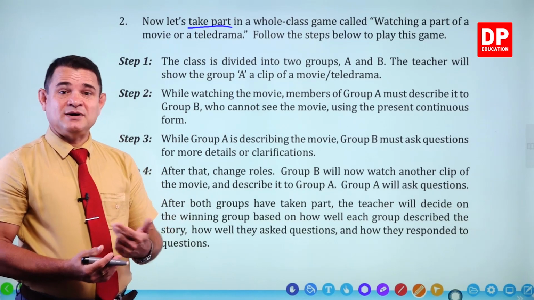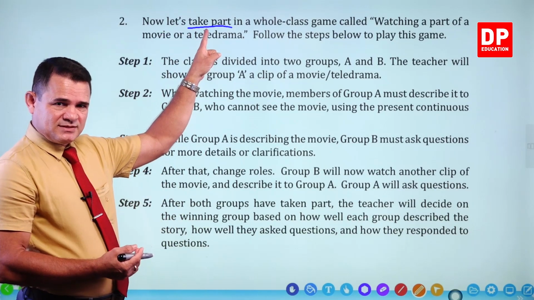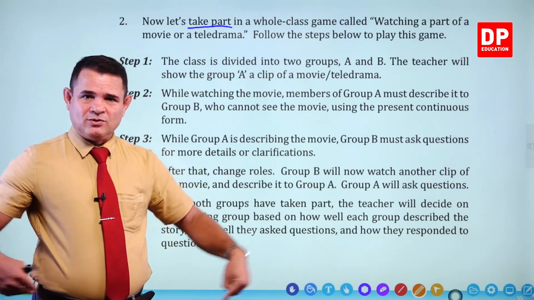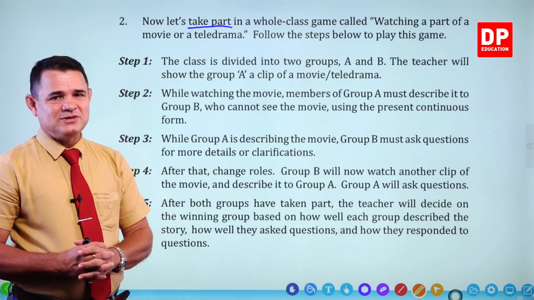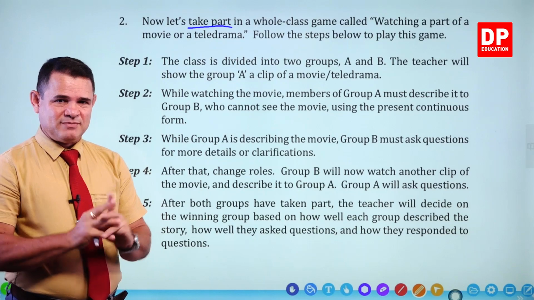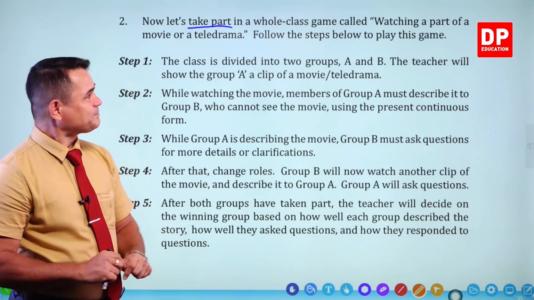The equivalent word is participate. Let's take part. Whole class game, a game done with the whole class. Right? You can do this one if you know how to do it. I'll tell you how to do it.